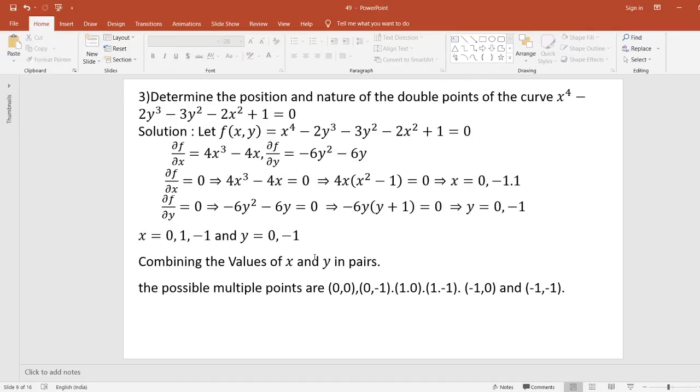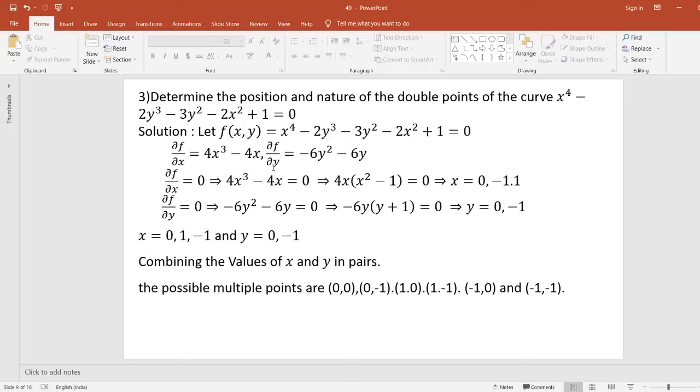Next, determine the position and nature of the double point of the curve x to the power of 4 minus 2y cube minus 3y square minus 2x square plus 1 is equal to 0. Consider this given equation as f of x comma y, and find del f by del x, which is 4x cube. Minus 2y cube, with respect to x, acts like a constant, so this term is 0, this term is also 0, minus 4x, and this also becomes 0. So 4x cube minus 4x.